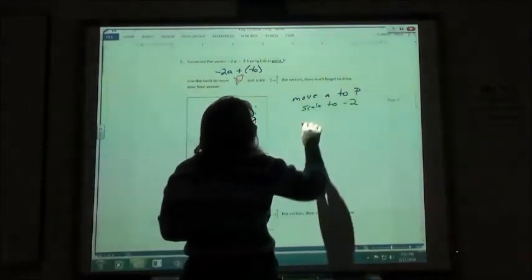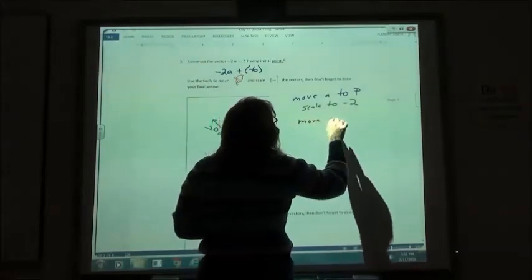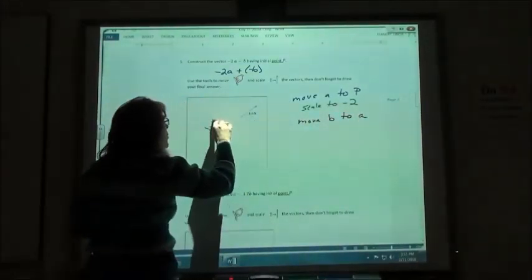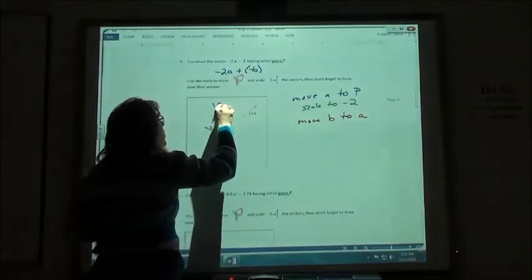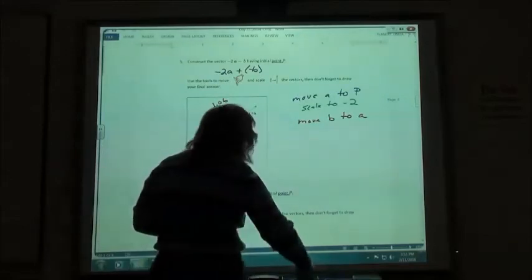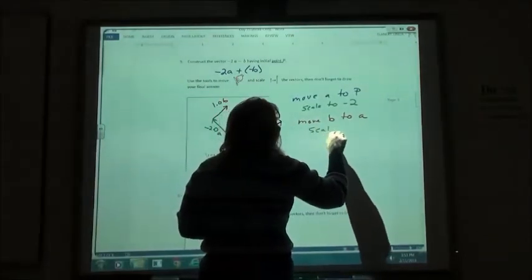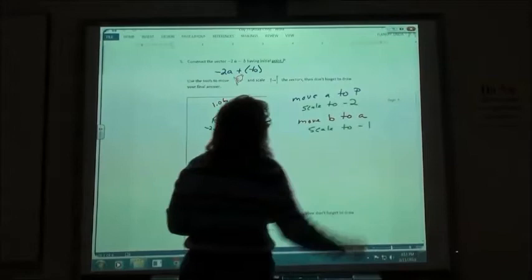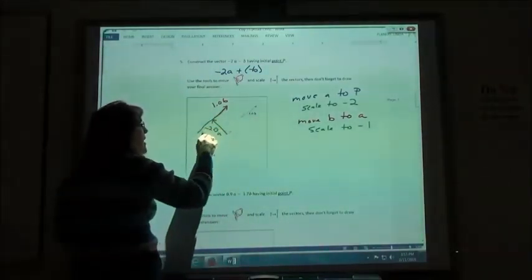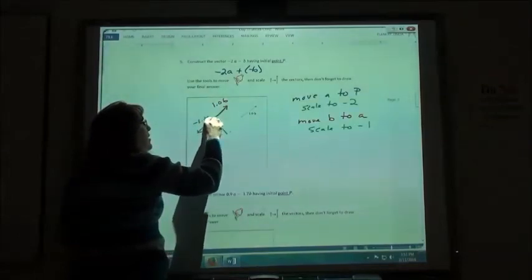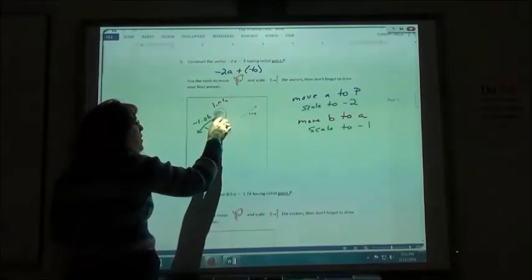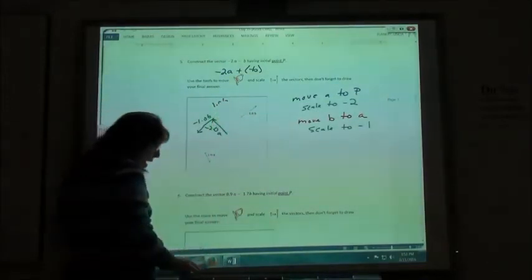Then I'm going to move B to A. So B is going off this way, 1.0B, but I want it to be negative B. So scale to negative 1. So again, I'm going to push this backwards. It's going to end up being the same length, just going in the opposite direction. So now instead of pointing that way, it's pointing the other way.